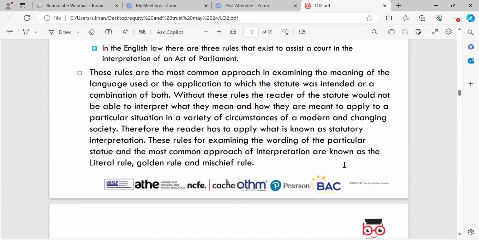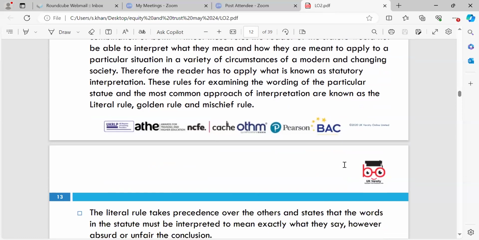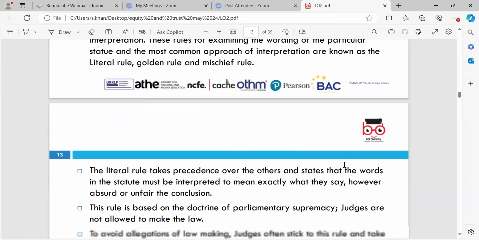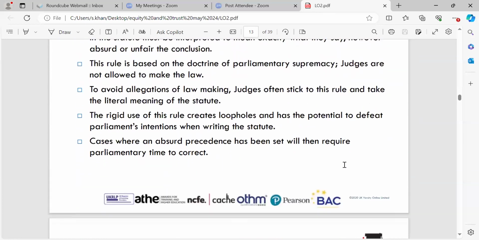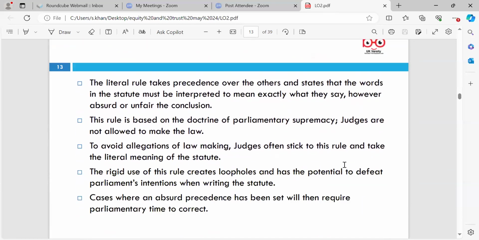These rules are the most common in examining the meaning of language. Without these rules, the reader of a statute would not be able to interpret what they mean and what is meant by the law and how they would apply it. So, like we said, they're known as the literal, golden, and mischief rules. Firstly, the literal rule. The literal rule takes precedence over the others because it is literally what the law says. So it identifies what the law says and why it says that.